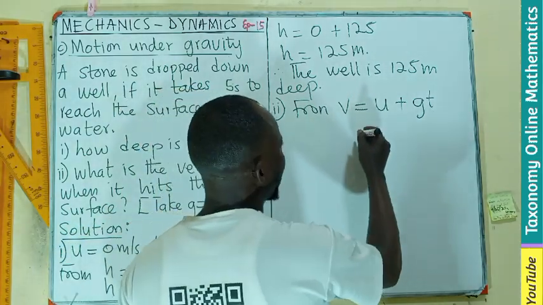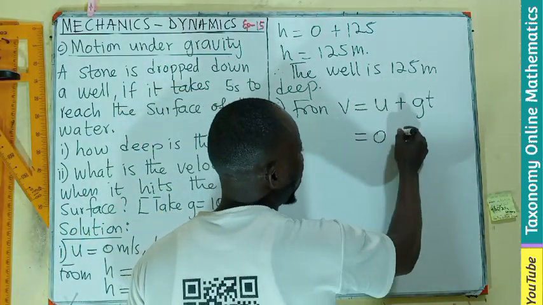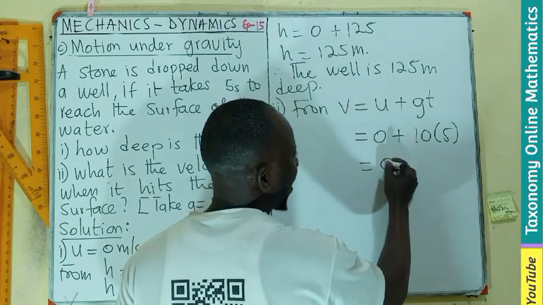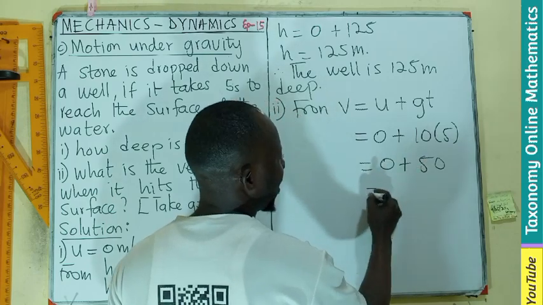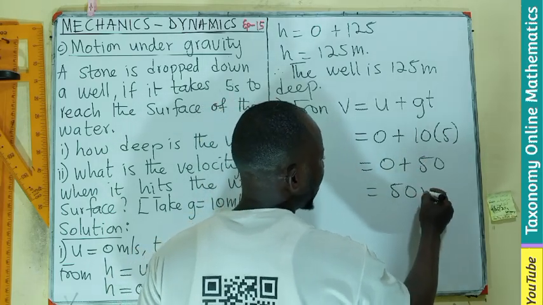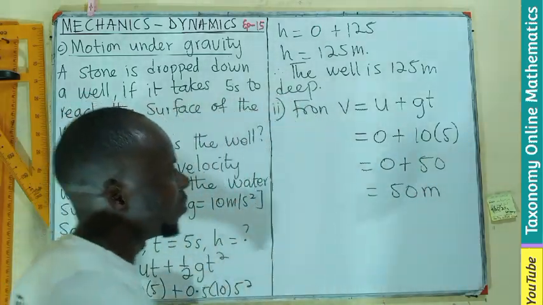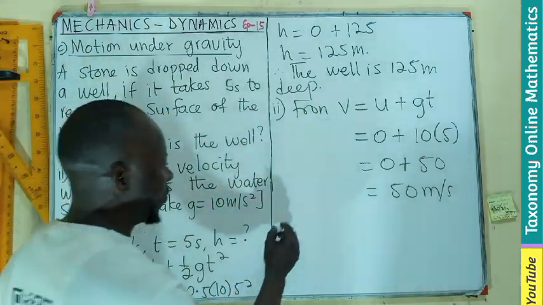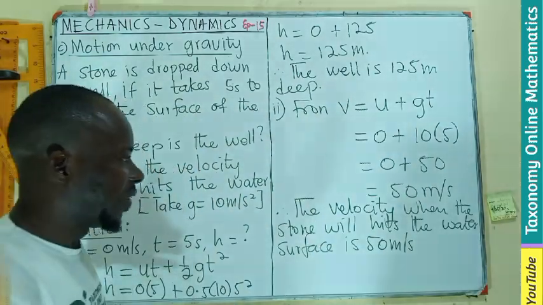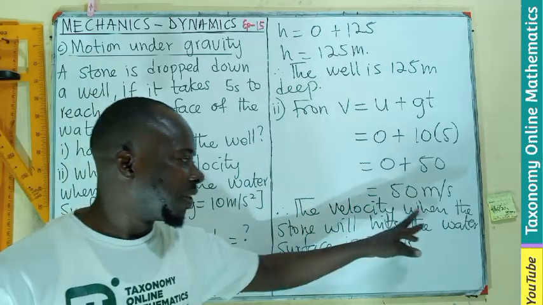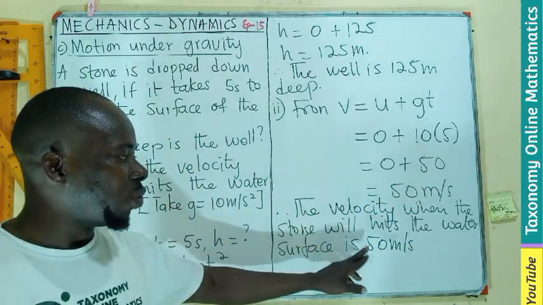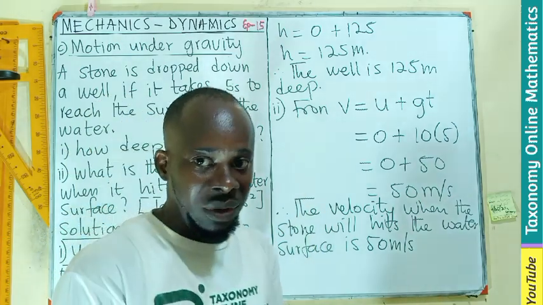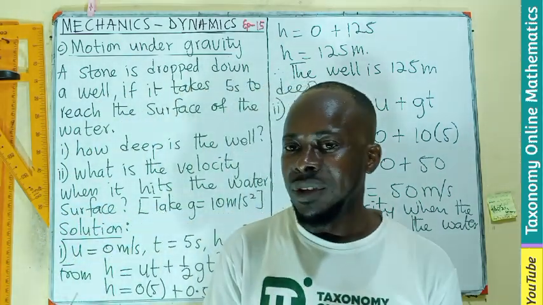By substitution, I only have 0 plus 10 times 5, which is 0 plus 50, and that gives us 50. We are looking for meters per second, so the velocity when the stone hits the water surface is going to be 50 meters per second. This is to test what we did in episode 14.